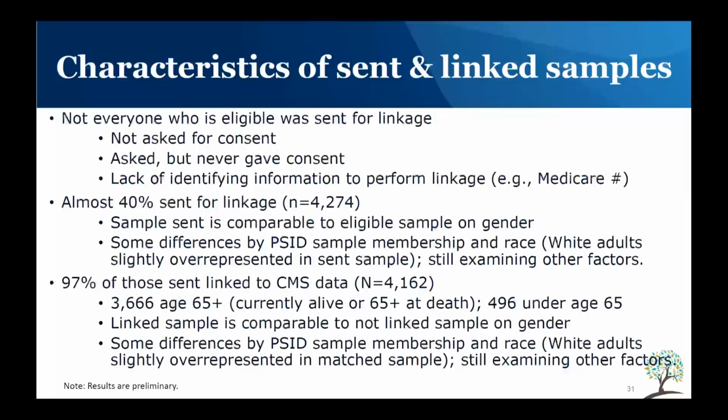We, again, have been doing some analyses to see how different the linked sample is to the not linked sample. And we're finding very similar things, actually, to the sample that was sent compared to the eligible sample. We're finding that they're pretty similar on gender, the linked and the not linked, but there are some differences by sample membership, as well as race, with white adults being slightly overrepresented in the matched sample. Again, these are preliminary results. We're still working on them and still looking at some other factors, but that information will be available soon for those who are interested. Next slide.